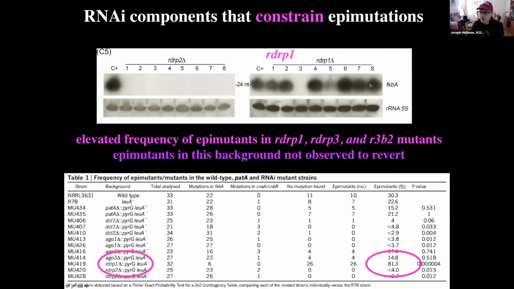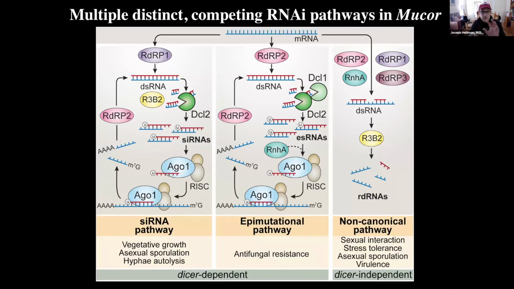And in fact, some of these have never been observed to revert. So instead of finding 30% epimutants, we find in the range of 80% epimutants, and they're stabilized. So we can take all of this information and marshal it into a model that depicts multiple different RNAi-dependent pathways in Mucor that function in parallel.